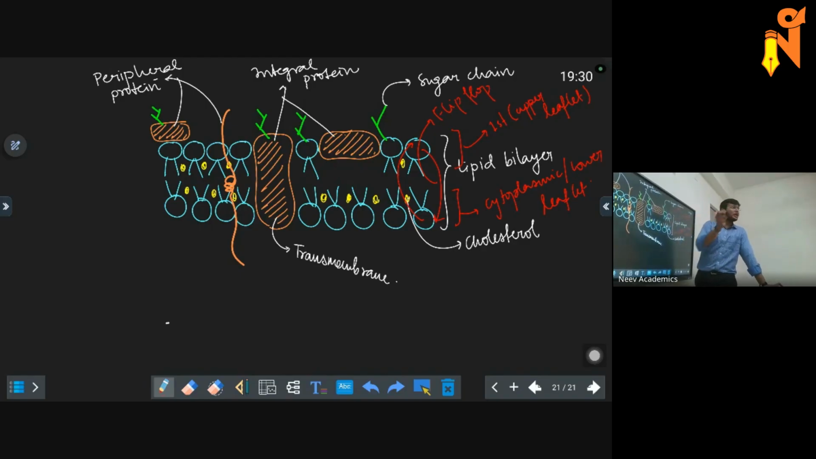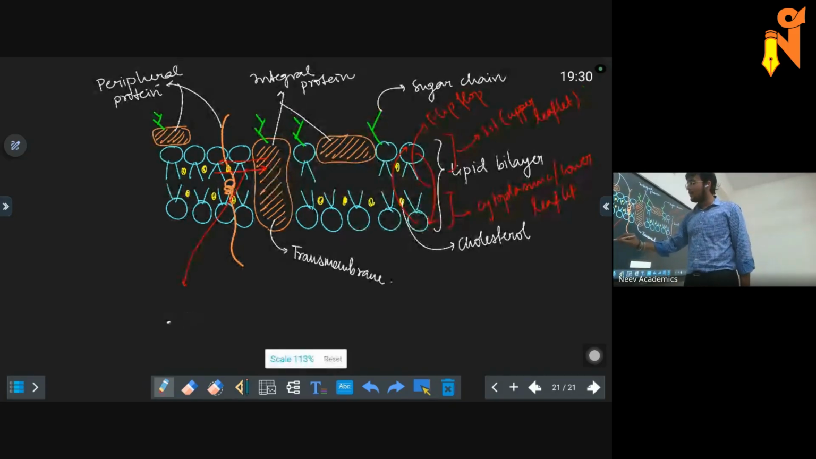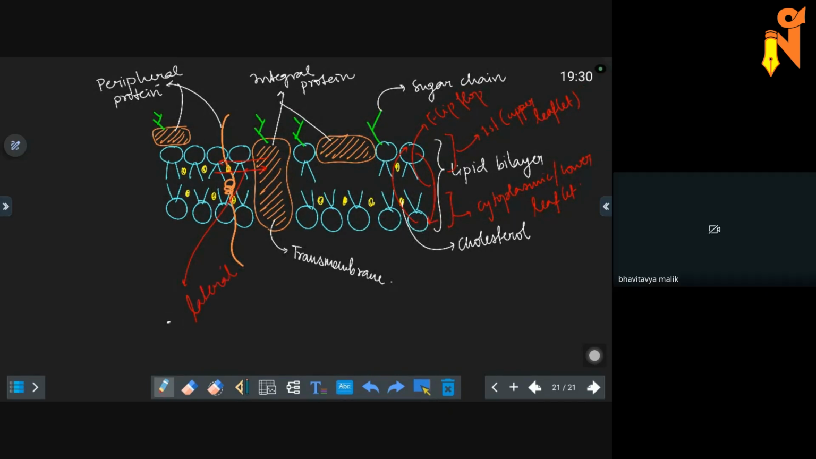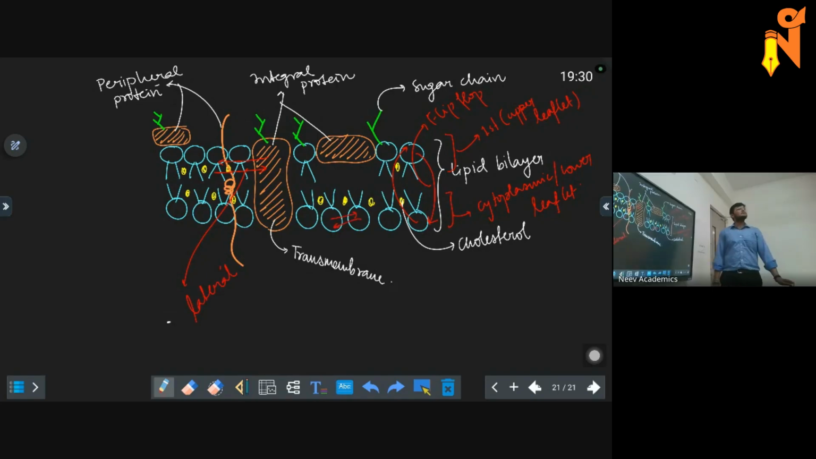Because it is very huge in size, a protein molecule can only move laterally. When it moves laterally, this type of movement is called lateral movement. Sir, this lateral movement can be shown by lipid molecules also, right? Yes, this type of movement can be shown by lipid molecules also. Understood? Any doubt? Any doubt?